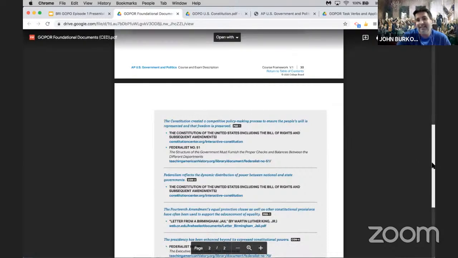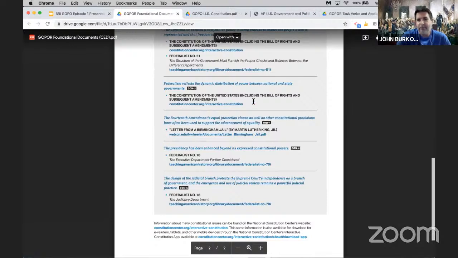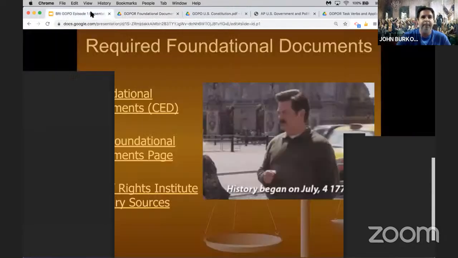As you can see, you've got to know it. And federalism, with the Constitution and Bill of Rights, again, it's bigger ideas, more than one. Federalist number 70, Federalist number 78. This is what you need to know.